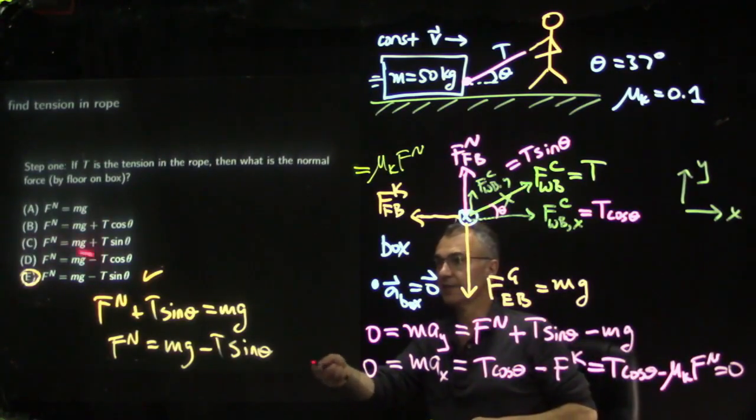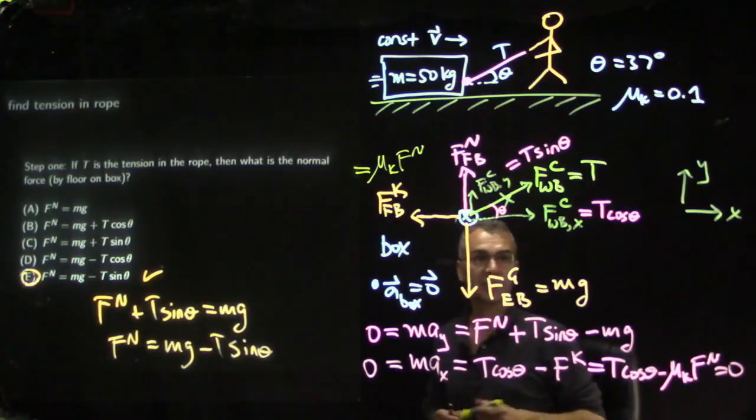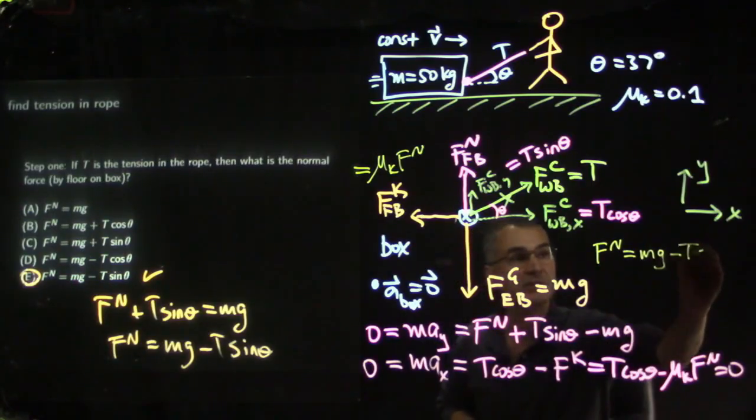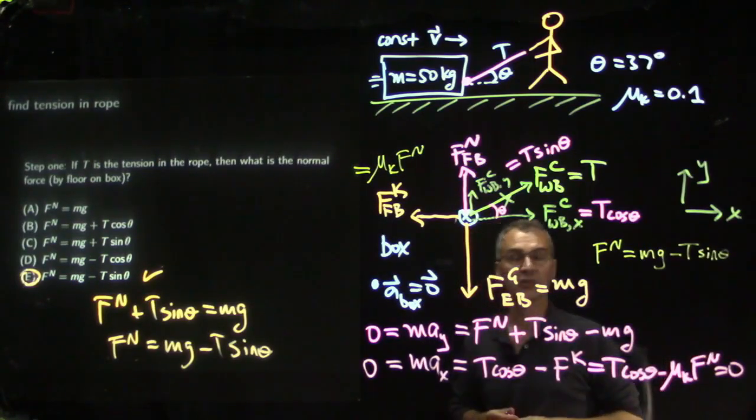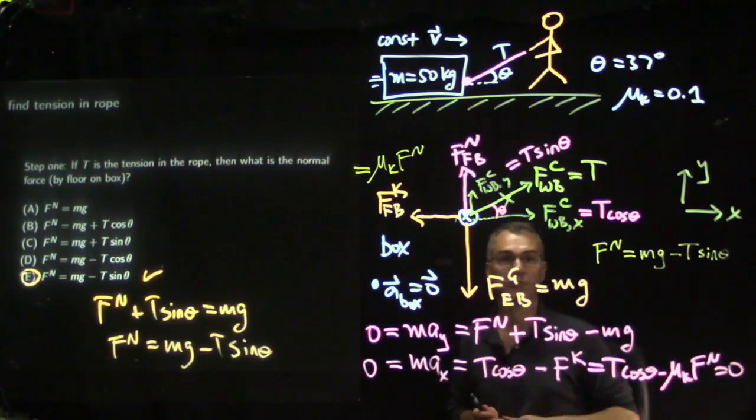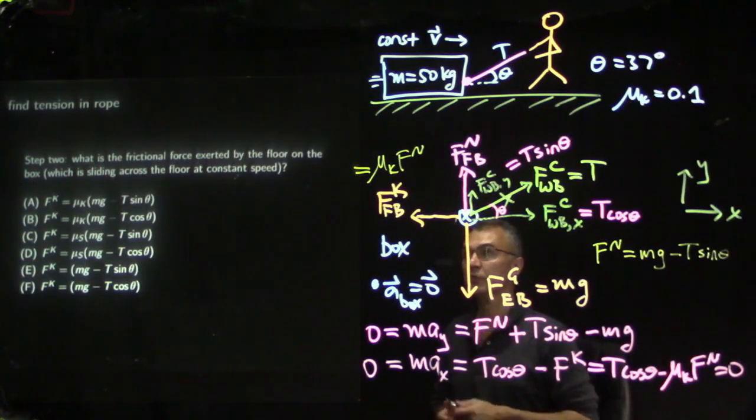Okay, so I like this. I like E, echo: F normal is mg minus T sine theta. You might even want to write that down. By the way, I said a couple of pages ago that pulling the box reduces the normal force. So you see, pulling the box reduces the normal force. Step 2, what is the frictional force exerted by the floor on the box?